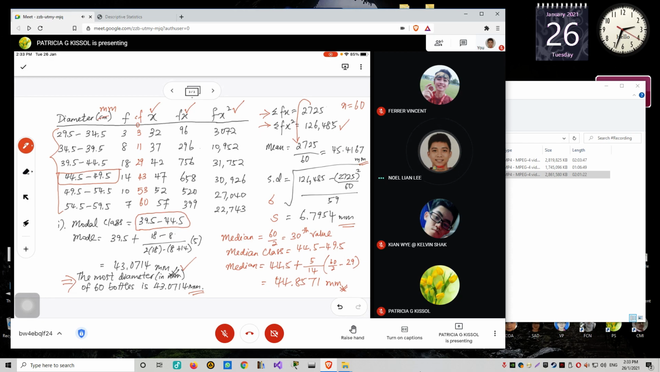Miss, in the table can we straight away put the class boundary? Oh yes, of course you can. I thought you needed to do it separately. If you do that, it will be very lengthy. If you didn't put the original class, also can. Straight away you put the class boundary, it's okay.